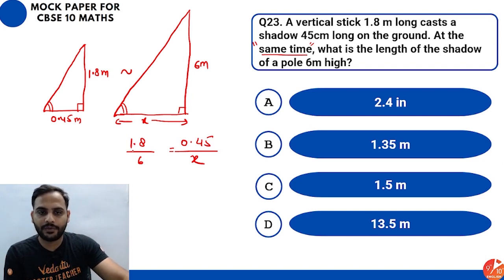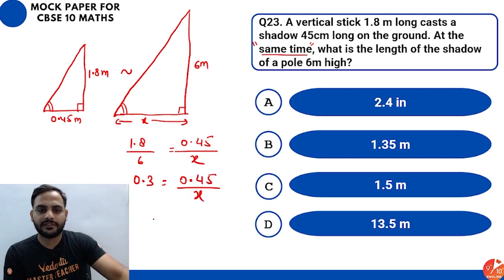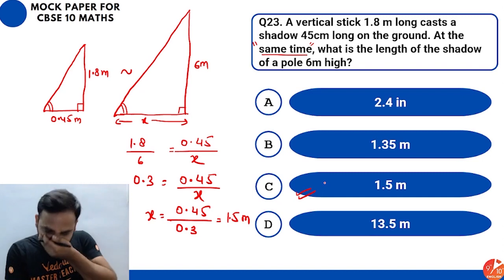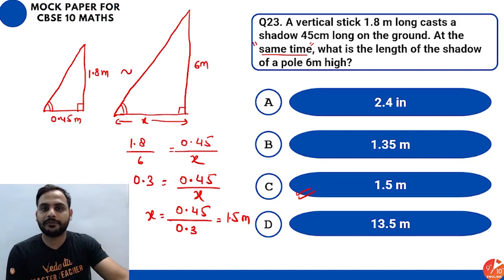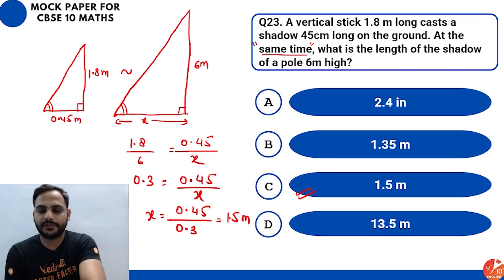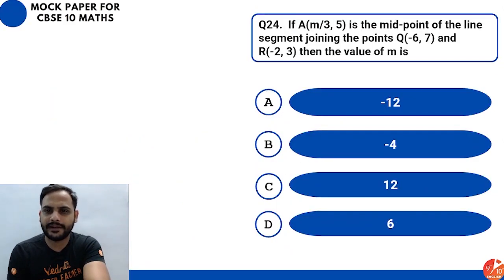So I can say over here that 1.8 divided by 6 is nothing but 0.3, right, is equal to 0.45 upon x. Shift x over there, you'll be getting 0.45 by 0.3. When you do this division, you'll get 1.5 meters. Since all the units are in meters, the answer is going to be 1.5 meters. Option C will be your correct answer.